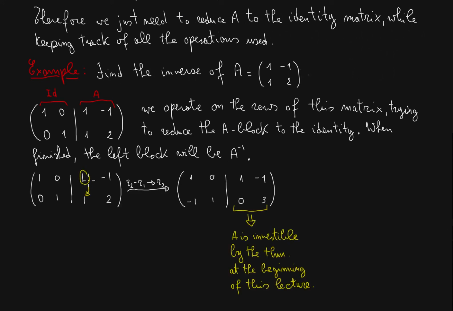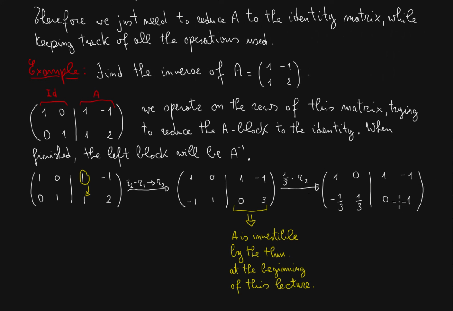Let's first use this real number 1 here in A to kill the number 1 here on the second row, performing the following operation: replace row 2 with row 2 minus row 1. This is what we get. So A is invertible, and we can see it right from here. Next step, we want to reduce this 3 to 1. So we will be dividing the second row by 3, 1/3 times R2, and we end up with this matrix.